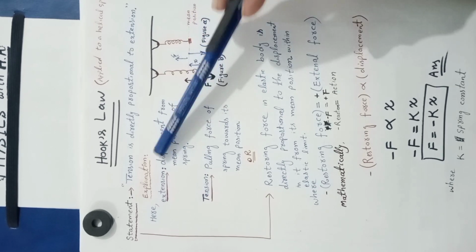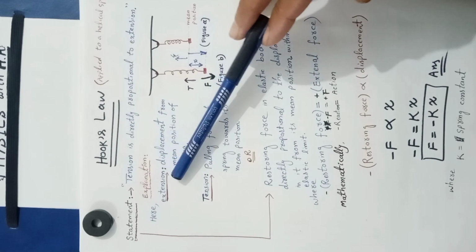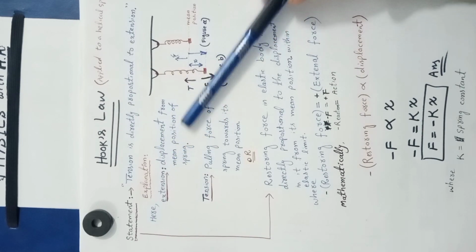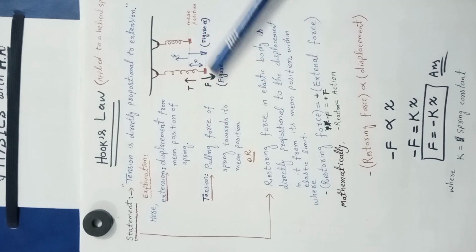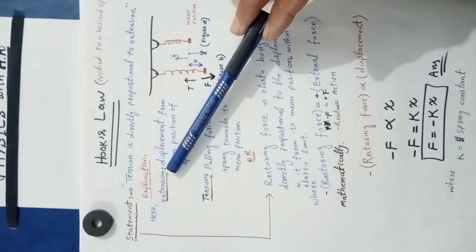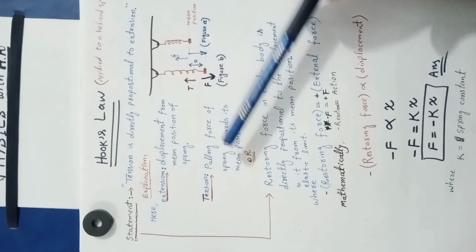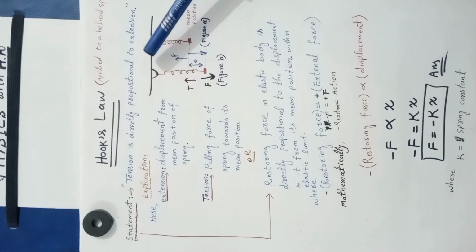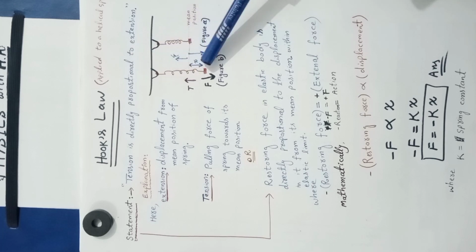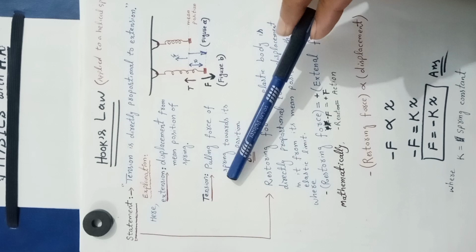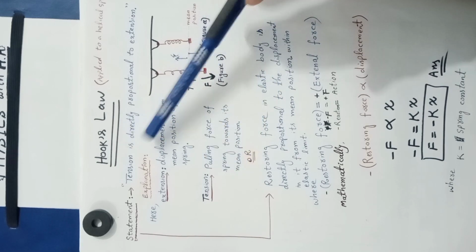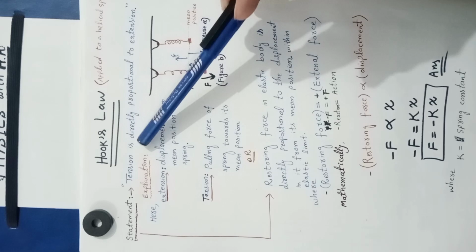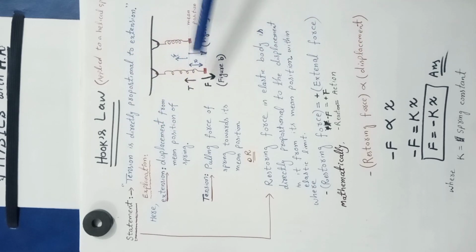Okay, so we are going to define one by one. Extension: displacement from mean position of spring is called extension, right, which is denoted by a small x. In the same way, the pulling force of spring in opposite direction to external force is called tension. So this is a very simple and very small definition. Tension is directly proportional to extension. If we have larger displacement or extension in spring, the restoring force of spring will also be large, right?